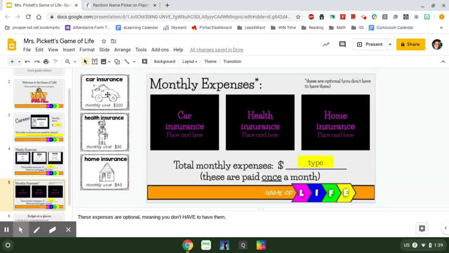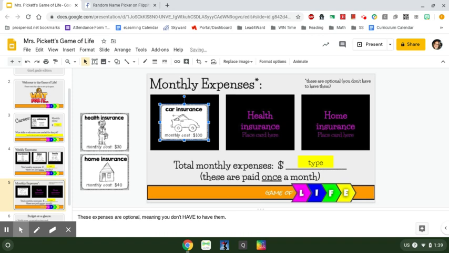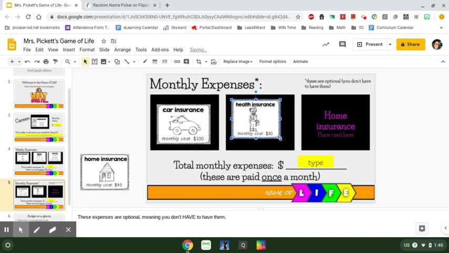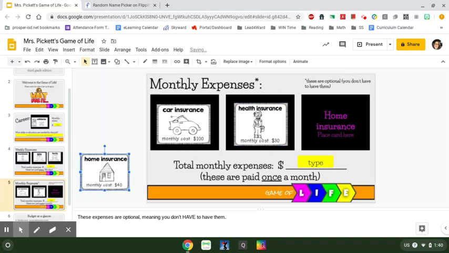You can choose to have car insurance, but you don't have to. It's $100 for a month. It's a monthly expense, not a week. Okay, health insurance, sure, why not? If I get sick, I want to have insurance so I can go to the doctor. But you don't have to. You don't have to choose any of these. Or you can choose two of them. Oh, you know what? I actually have a townhouse. I don't have a house, so I'm actually not going to get the home insurance. I don't want that.